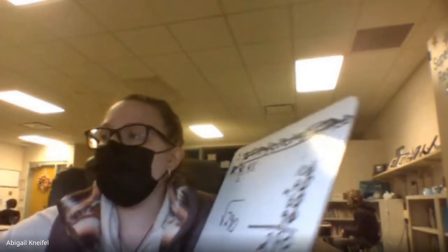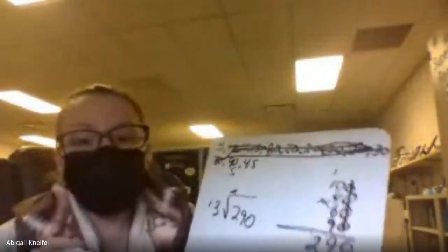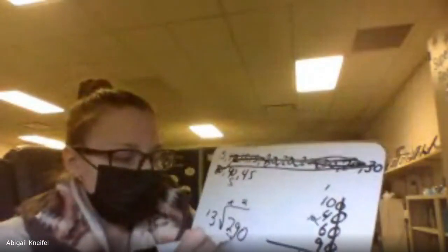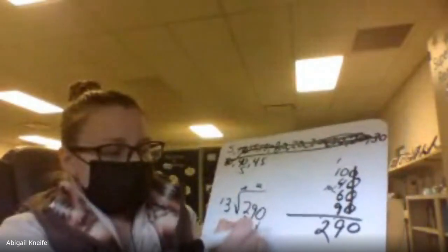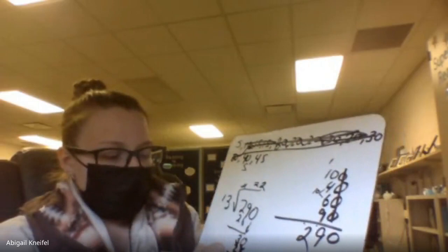And now I need to divide by, how many numbers were there? 1, 2, 3, 4, 5, 6, 7, 8, 9, 10, 11, 12. There was 13. So we need to divide by 13. Obviously, 13 can't go into 2, but it can go into 29. It can go into 29 twice, which is 26. 29 minus 26 is 3. Bring down my 0. 13 can go into 30 twice, which is also 26, which means we have 4 left.